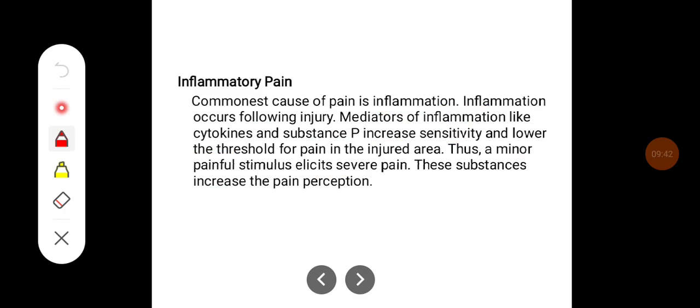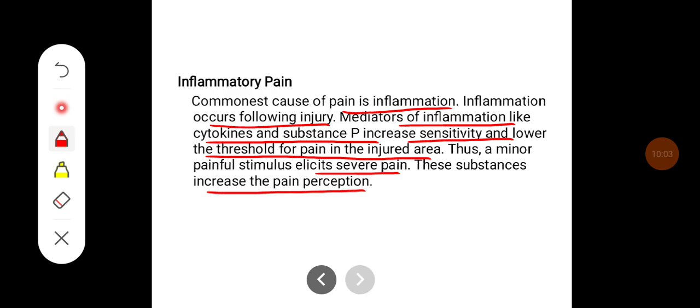Inflammatory pain is the commonest pain, and inflammation occurs following injury. Mediators of inflammation like cytokines and substance P increase the sensitivity and lower the threshold for pain in the injured area. Thus, a minor painful stimulus elicits severe pain. These substances increase the pain perception.